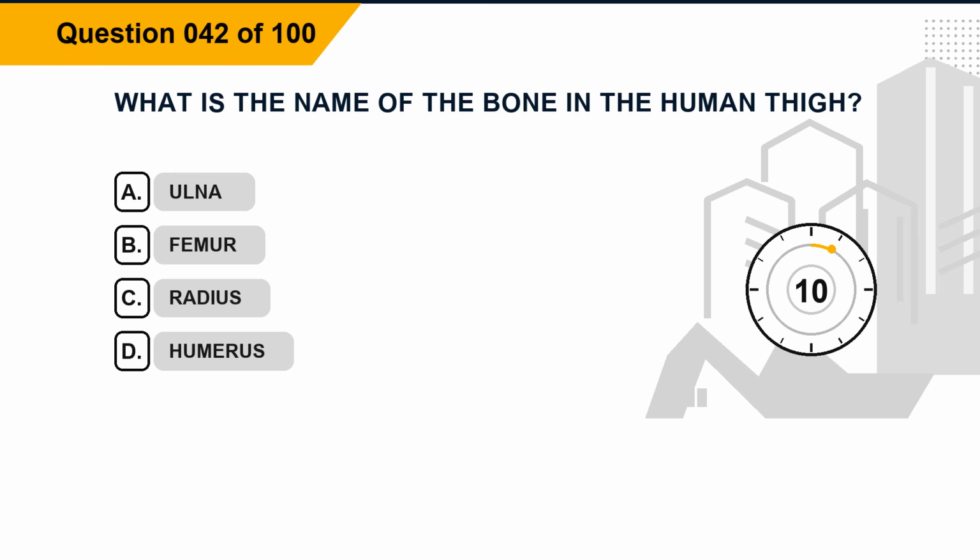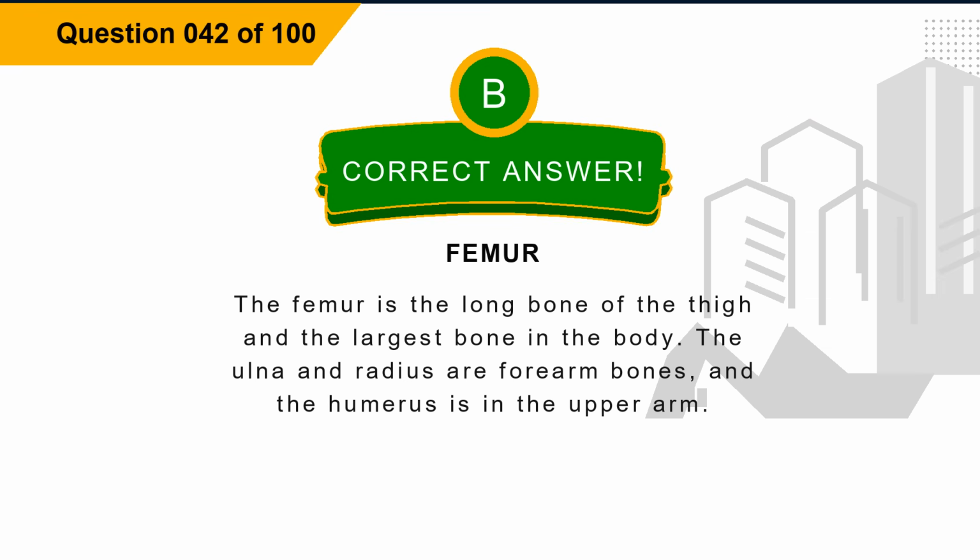Question 42. What is the name of the bone in the human thigh? Option A. Ulna. Option B. Femur. Option C. Radius. Option D. Humerus. The correct answer is option B. Femur. Explanation. The femur is the long bone of the thigh and the largest bone in the body. The ulna and radius are forearm bones, and the humerus is in the upper arm.